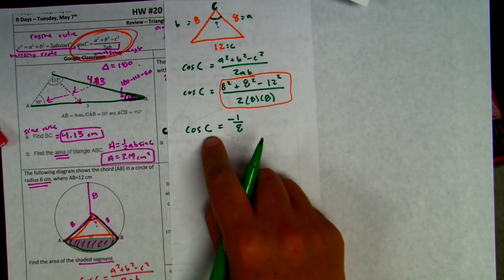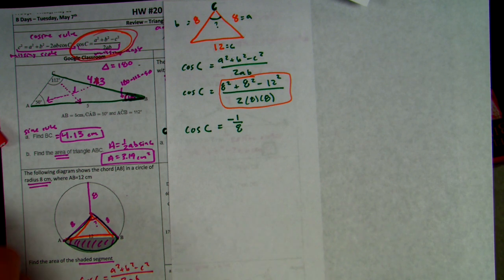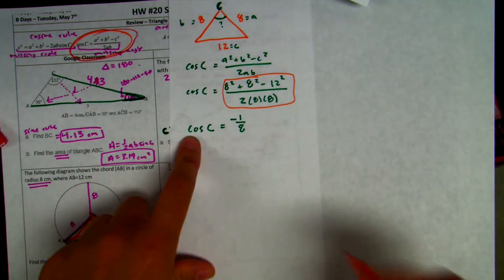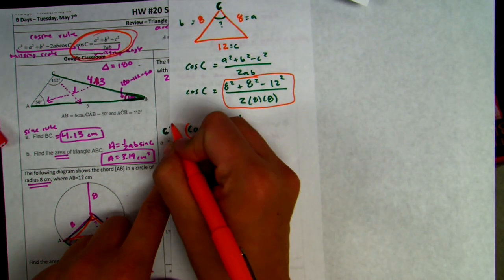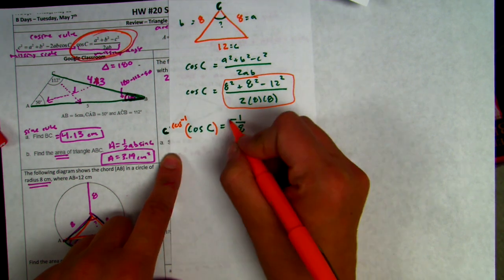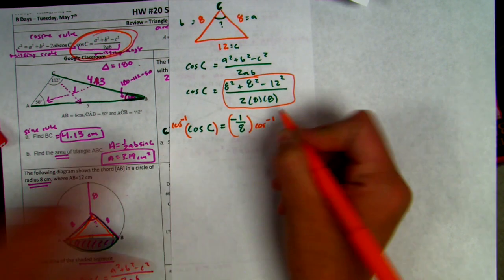Well, C isn't totally by itself yet. If I need to cancel out a cosine, I take the inverse cosine, so cosine to the negative 1.